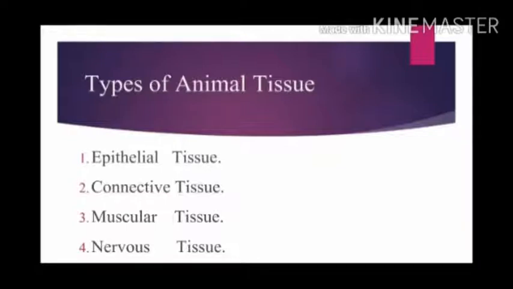nervous tissue. So students, I have also given in my previous video a trick to understand plant tissue. So here, once again, I am giving you the easiest way to learn types of animal tissue, that is ECMN, where E is for epithelial tissue, C for connective tissue, M for muscular tissue, and N for nervous tissue.